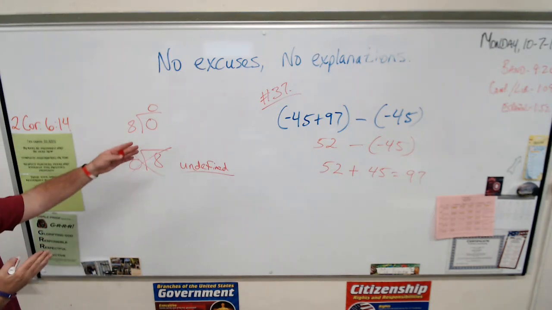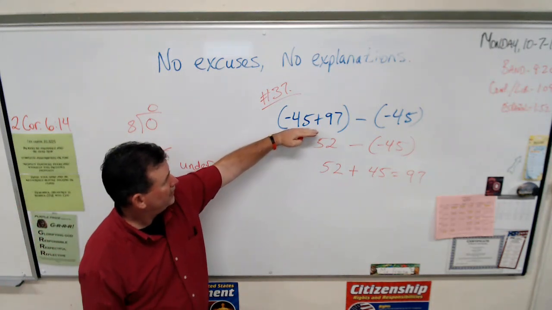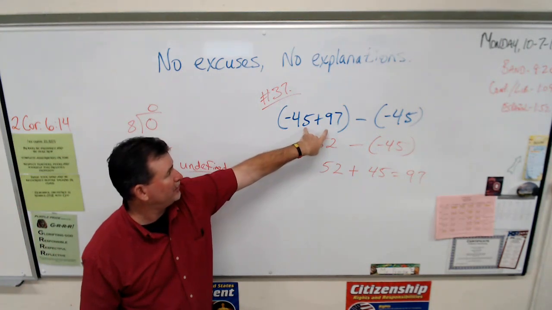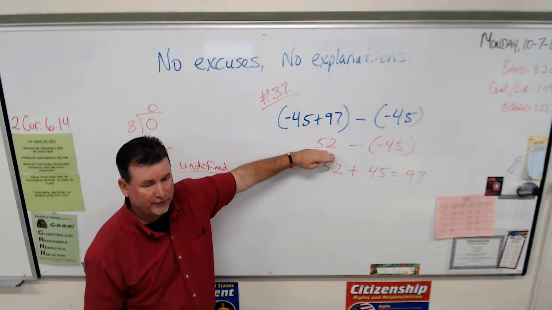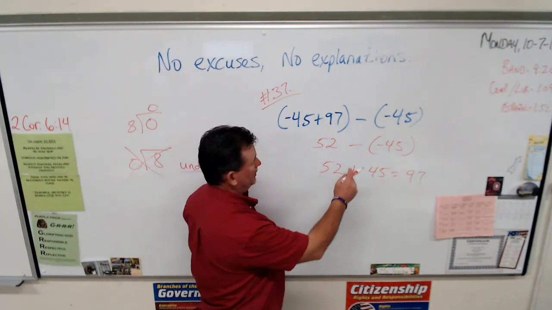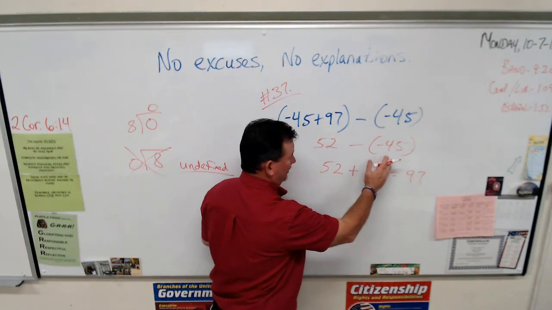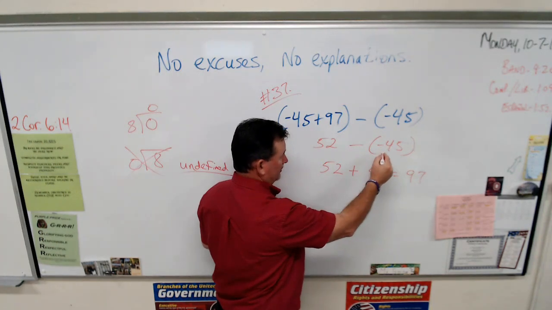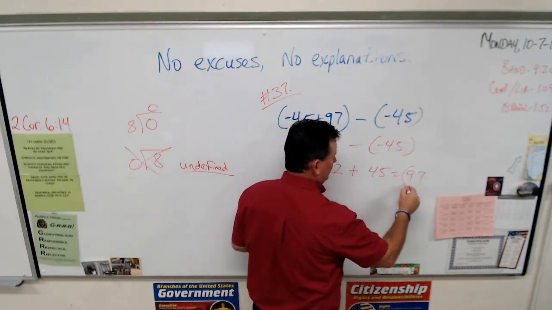Lorelai, get that? Everybody, number 37's on the board. Go inside the parentheses first. Signs are different, find the difference. Use the sign of the larger, 52. Remember, you don't actually subtract negative 45, you add the opposite. Add the opposite of negative 45, which is positive. And that's how we got 97.